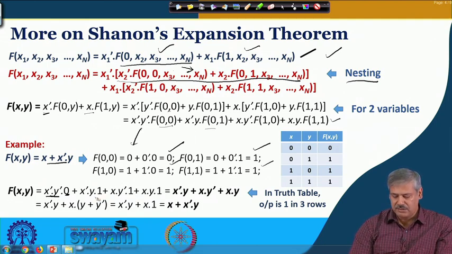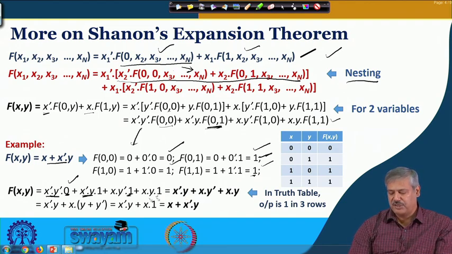Then x prime y ends with f01. We have already seen f01 as 1, so this is 1. And x y ends with f11, so that is the final 1 over here. So, all the terms that you can see are coming here. This one is 0, this term is not there, and the rest of the terms, x prime y, x y prime and x y, would be there in the final expression when you expand it to that level.